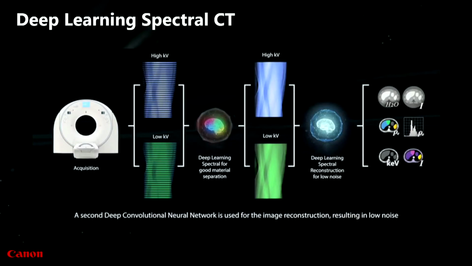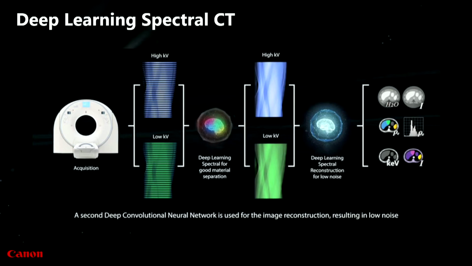Similarly, we can take advantage of deep learning for Spectral. Our platform is based on a kV switching method. And with kV switching, you end up with two data sets, an interleaved data set, which is not complete in high energy or low energy. For this problem, we trained a neural network to complete that data set. So basically, to take the incomplete sinograms and produce complete sinograms. From that, you can decompose these data sets and produce spectral images.